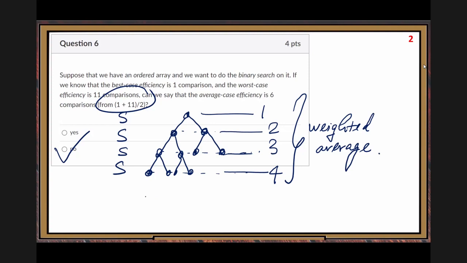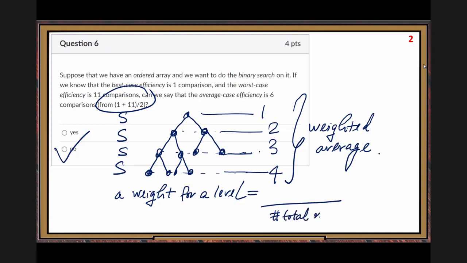The meaning of a weight here: each weight corresponds to a level. The weight for a level equals a fraction. The denominator is the total number of nodes, the total number of nodes in the tree.